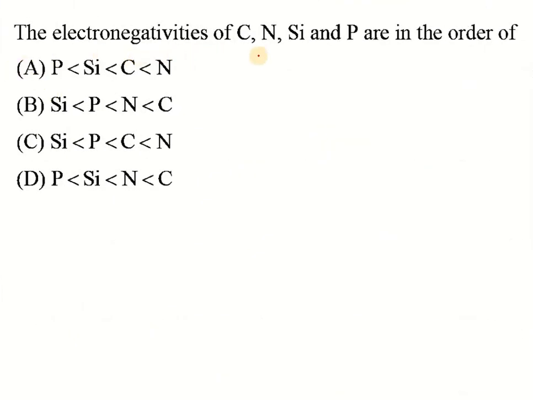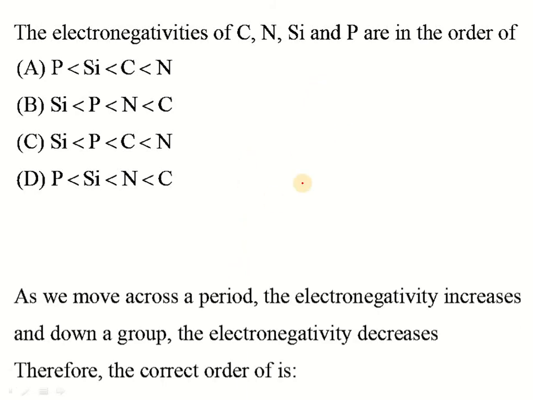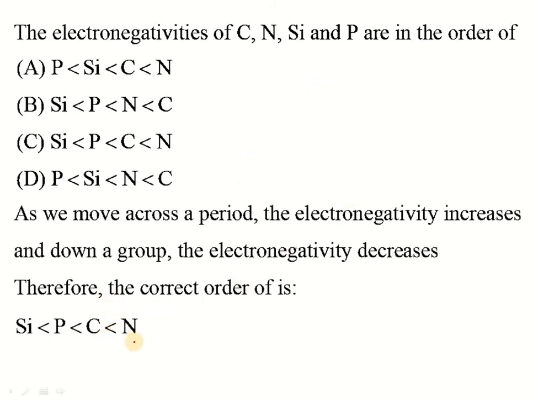Next question. The electronegativities of carbon, nitrogen, silicon and phosphorus are in the order. Actually carbon and nitrogen are in the second period, and silicon and phosphorus are in the third period. Usually from left to right the electronegativity increases. According to this factor, silicon less than phosphorus less than carbon less than nitrogen will be exactly the correct order of the electronegativities. That means this is also option C.